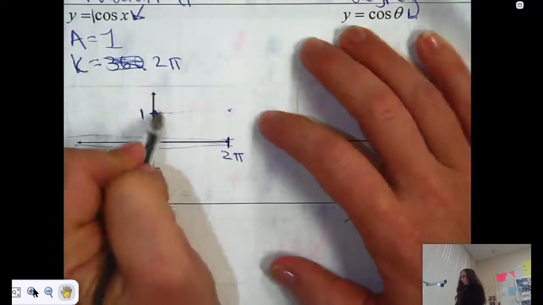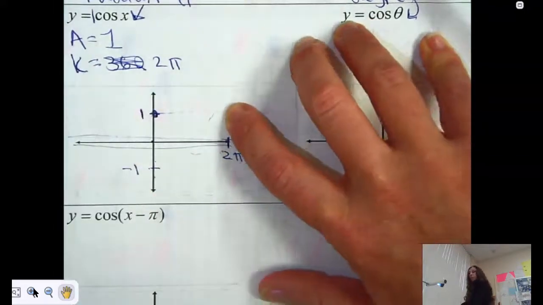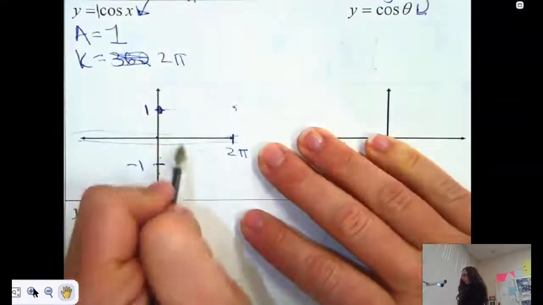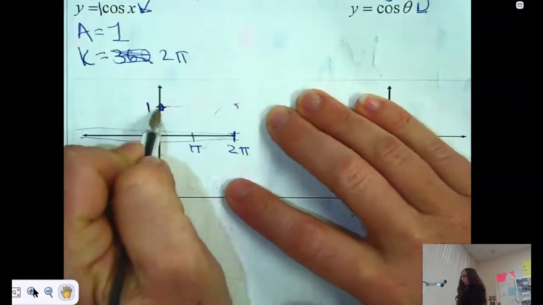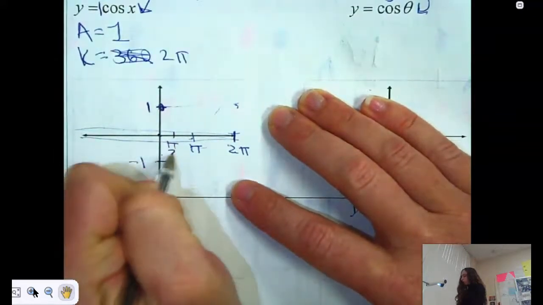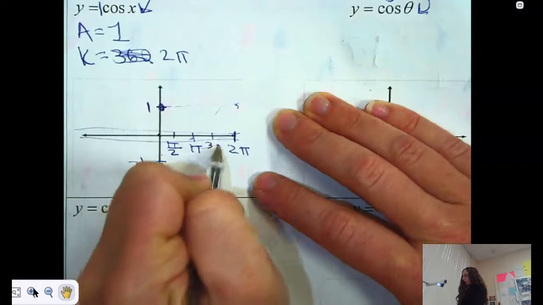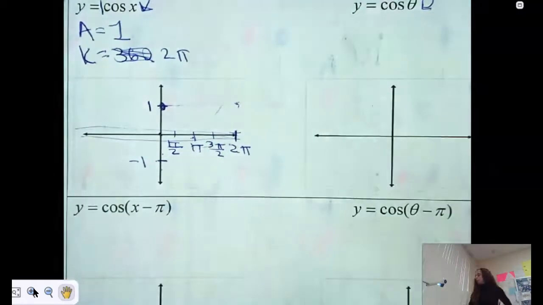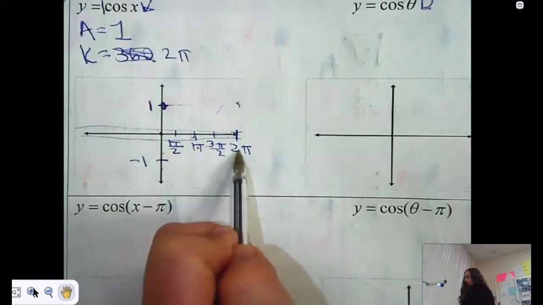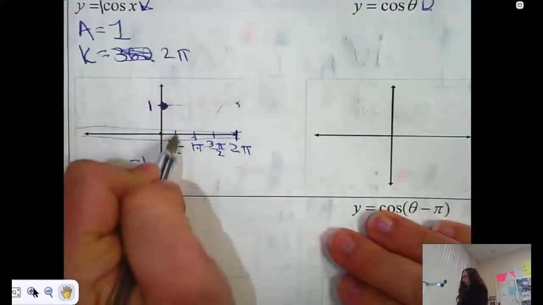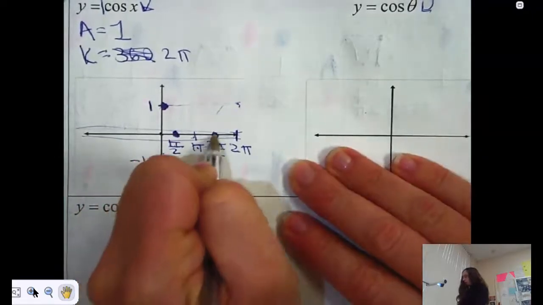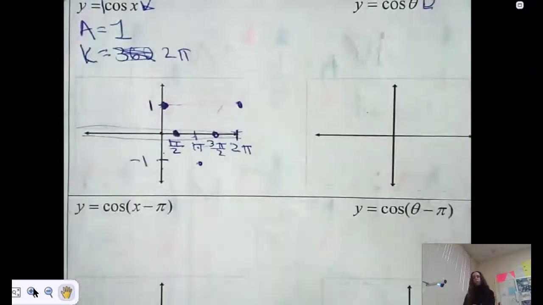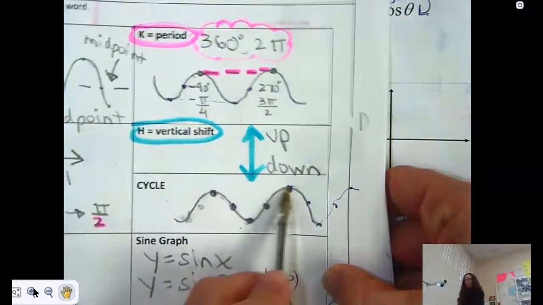So that if this is the top of the hump, it's equidistant. Well, that means what would be halfway? Halfway between 0 and 2 pi is pi. And then halfway between 0 and pi is pi over 2. And then this is 3 pi over 2. You'll memorize this. This is really 90, 180, 270, 360. So watch this. Top, next one, middle, next one, bottom, next one, middle, next one, top. So if you look, I've graphed an entire cycle. Top, middle, bottom, middle, top.